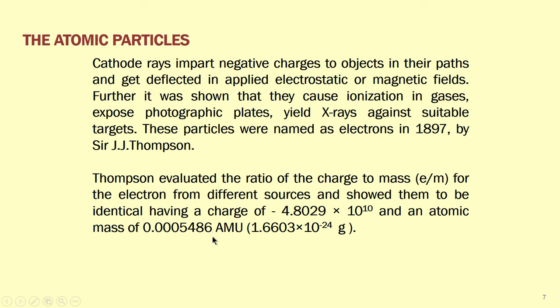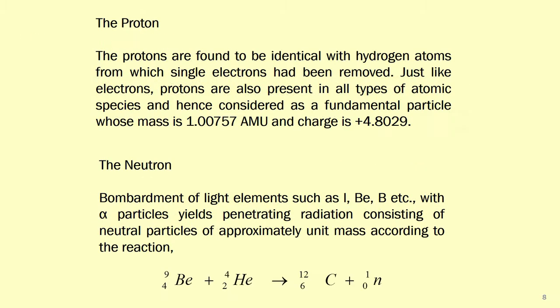One atomic mass unit is 1.6603 into 10 raised to minus 24 gram, approximately the weight of one hydrogen atom, and the atomic mass of the electron is approximately 0.0005486. So, the rays coming from the cathode were called electrons, and the electron charge and mass have been described.